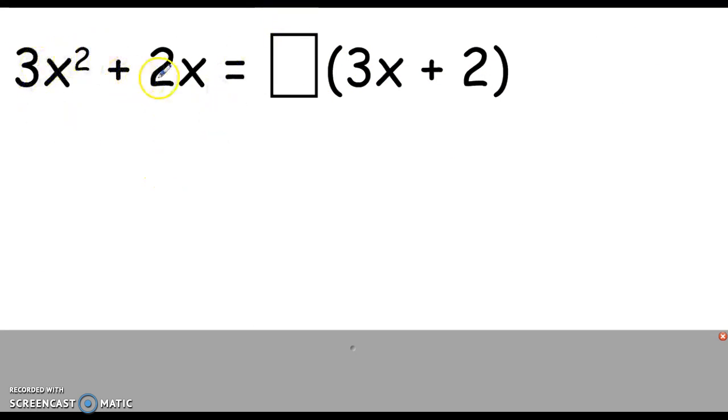So 3x squared plus 2x equals something times 3x plus 2. Well, whatever this something is, we would distribute it to the first term and the second term. So what would we have to multiply 3x by to get 3x squared? And 2 by to get 2x? Well, that value is x, and x is going to go in the blank.